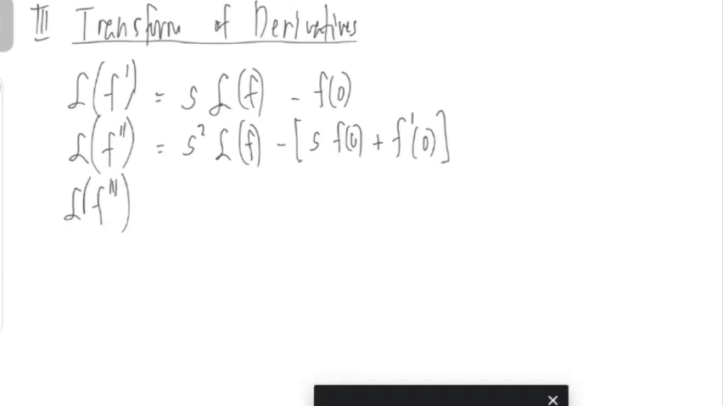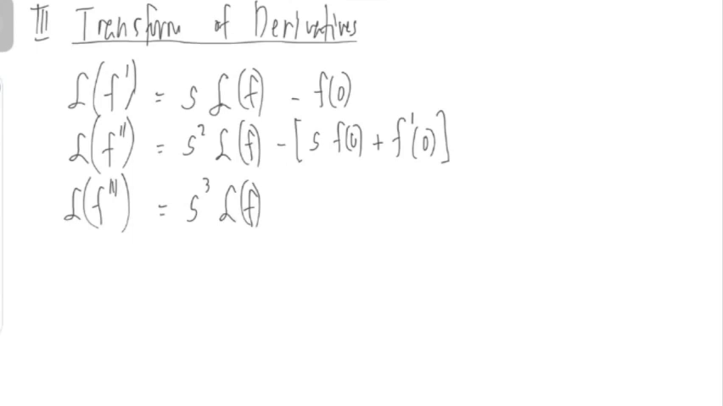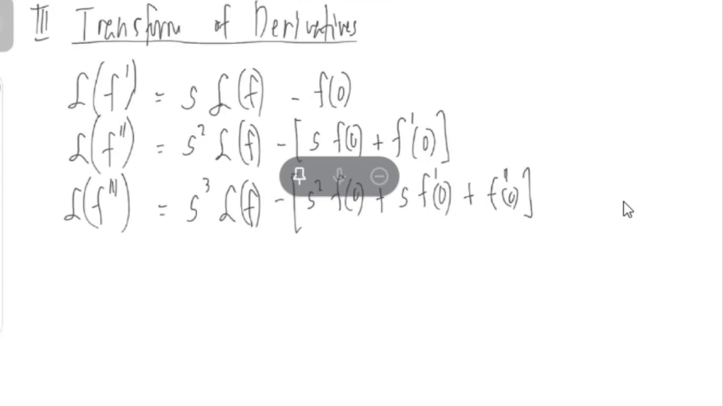Third derivative. Tingnan nyo ha, ito yung magiging s cubed, the Laplace transform of the function, minus the quantity. You have here s squared, a function of 0, magiging s na lang. But, first derivative of 0, plus, what? S to the 1, s to the 0 is 1, second derivative of a function of 0. Sige, let me see. Fourth derivative.